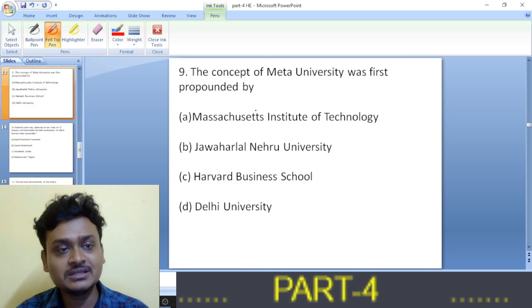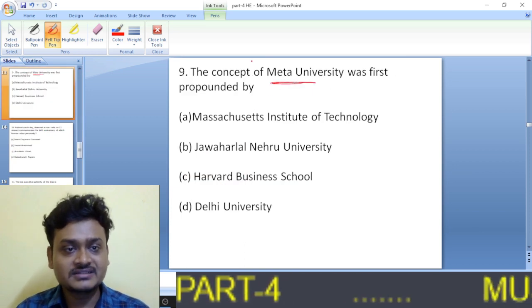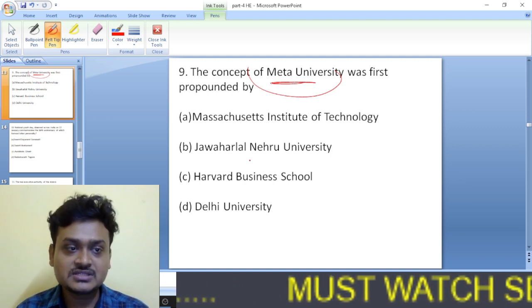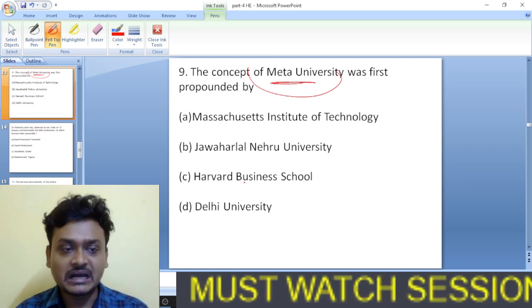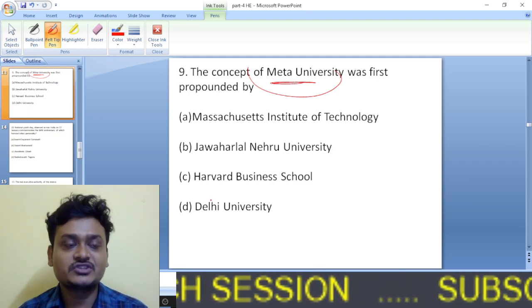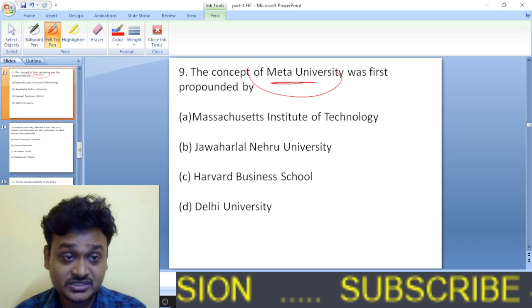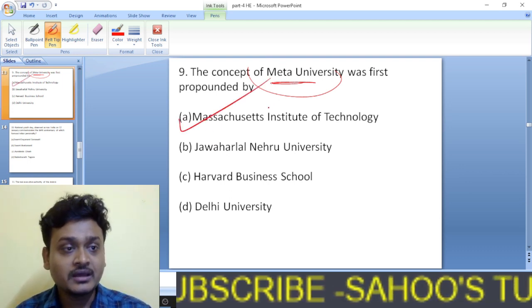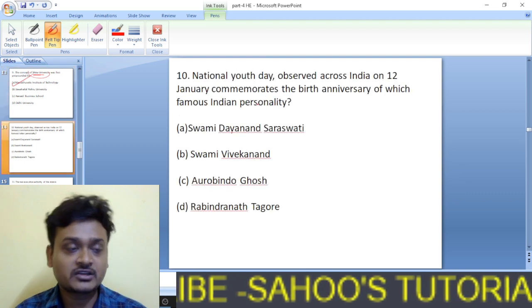Moving to the next question. The concept of Meta University was first propounded by Massachusetts Institute of Technology, Jawaharlal Nehru University, Harvard Business School, or Delhi University. The concept of Meta University was first propounded by Massachusetts Institute of Technology. Here, A is the right option. Moving to question number 10.